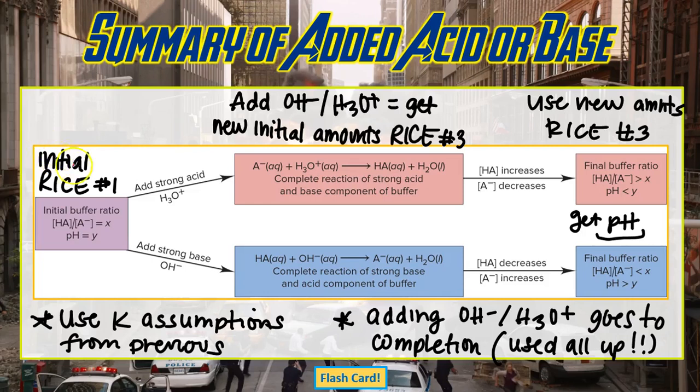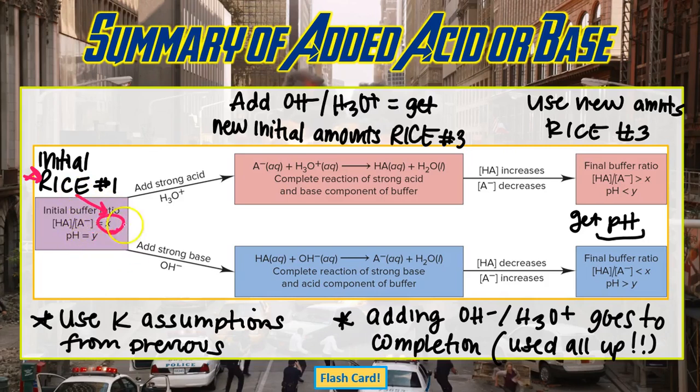So you'll be given that information, and you will be asked to do a RICE table. This will be your first RICE table, because you want to get your initial amount. You want to be able to get the X value, which is going to give you your ratio of the weak acid to its conjugate base. That's what the X value is. So doing that RICE table will allow us to get that X value.